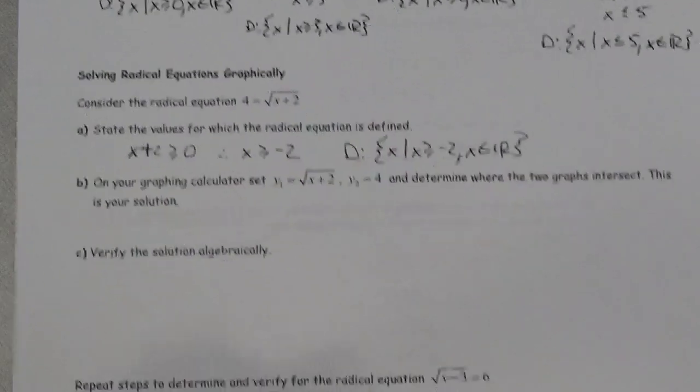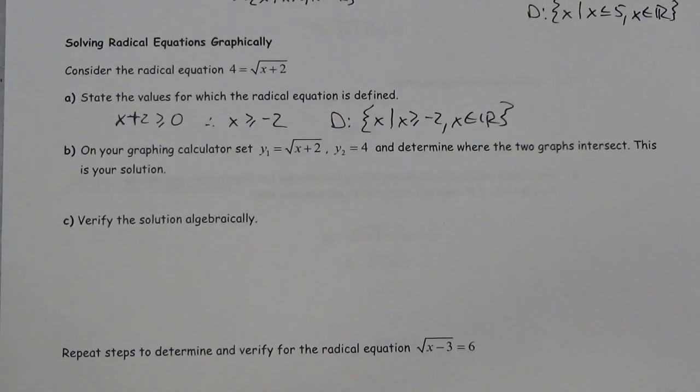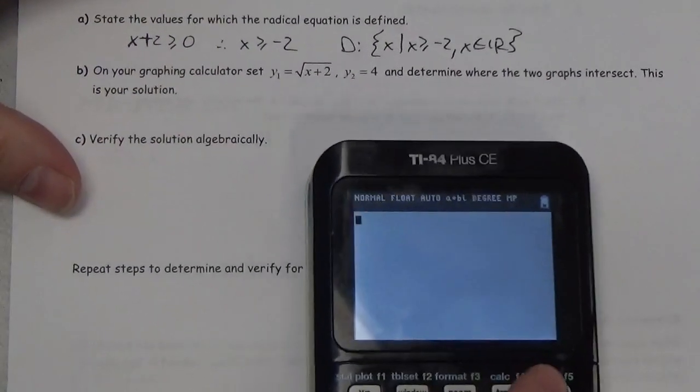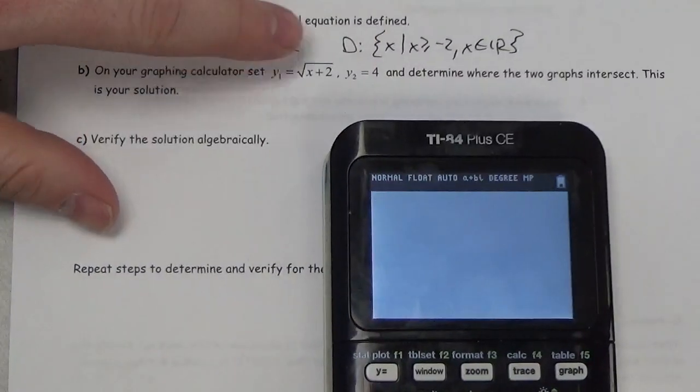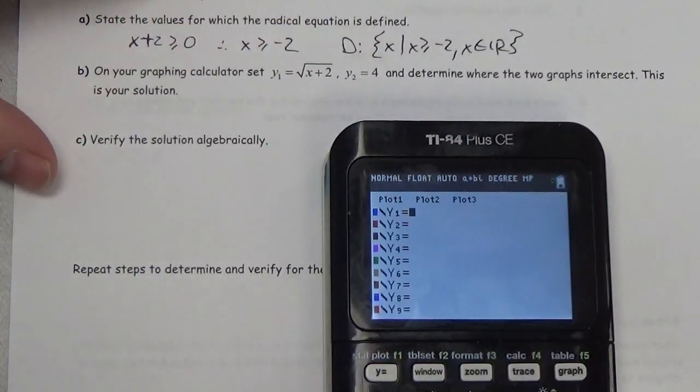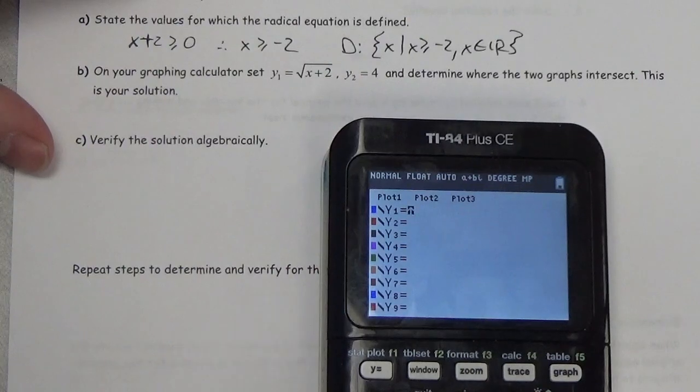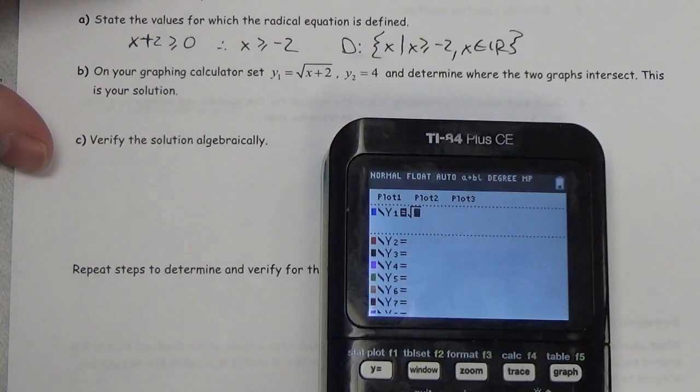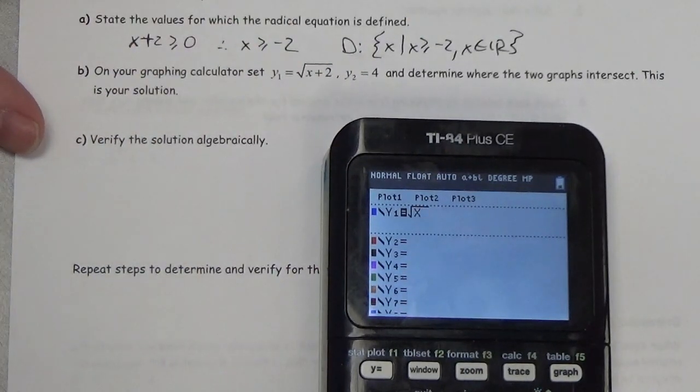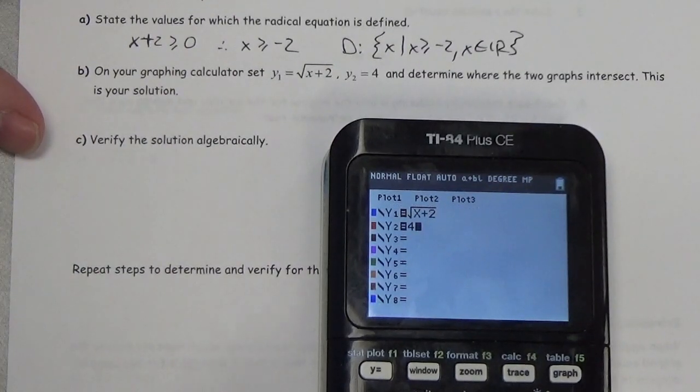Now, on our graphing calculator, and this is just one way to do this, what they're recommending that we do is graph both sides of the equation separately. So I'm going to go to y equals and press second x squared to get the square root. I'm going to enter x plus 2. I'm going to go down, and then I'm going to enter 4. So now when I press graph, I'm going to see both of these.